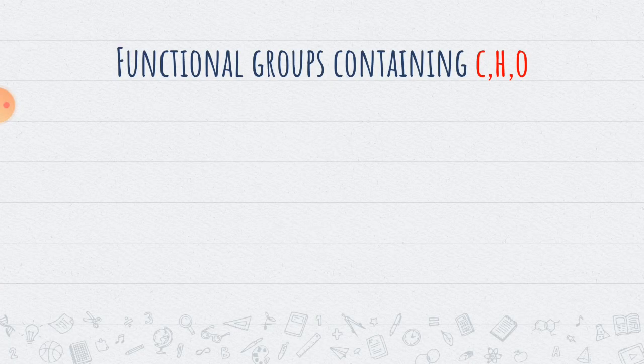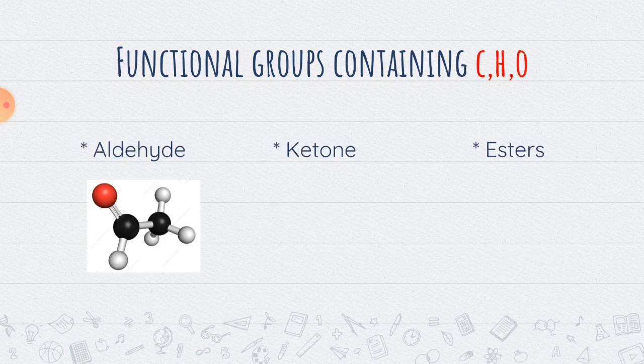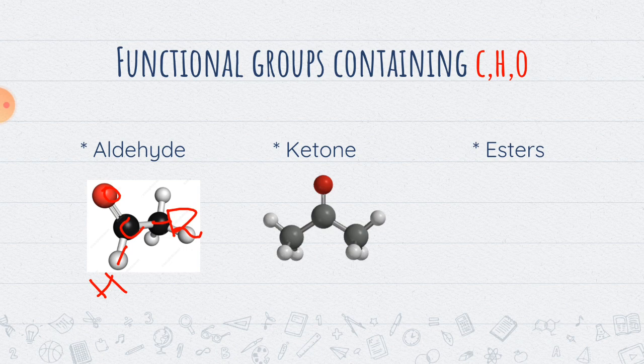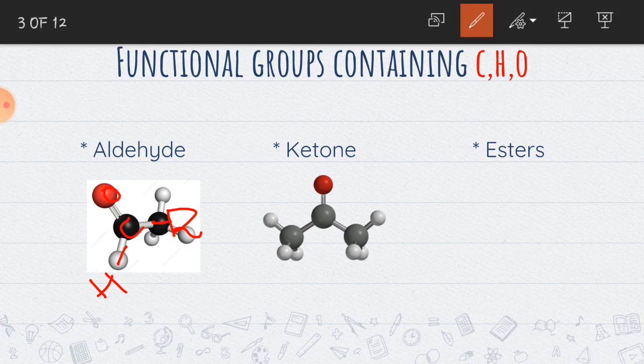Fourth category belonging to the classes of compounds containing carbon, hydrogen and oxygen is that of aldehydes. In aldehydes, the functional group is C double bond O attached with a hydrogen atom on one side and the alkyl group on the other side. Fifth category is those of ketones. In ketones, the carbonyl group is present between two alkyl groups.